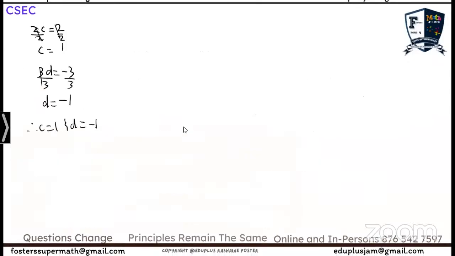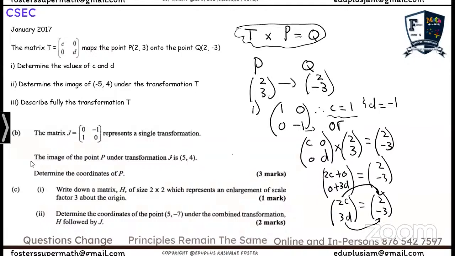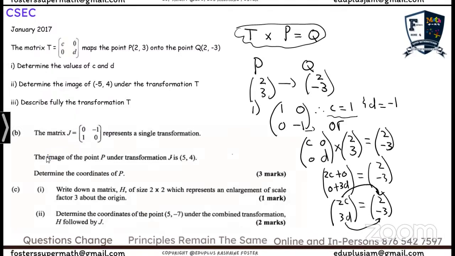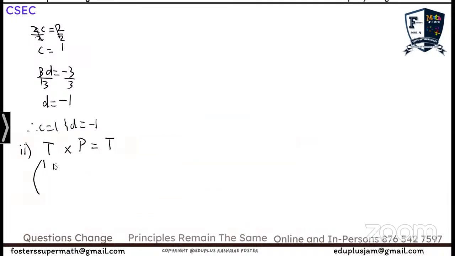Let's get going here now. Question 2. What does it say? It now says determine the image of -5, 4 under the transformation T. We have our pre-image and we want to find the image. The transformation is what we're using for T. But remember, we know what the C and the D are. So it is 1, 0, 0, -1. And I am multiplying the pre-image, which is -5 and 4, and I need to get my image here.